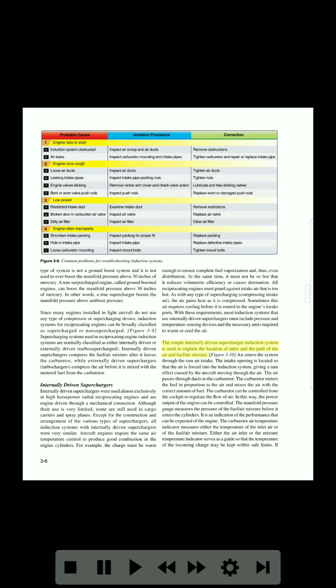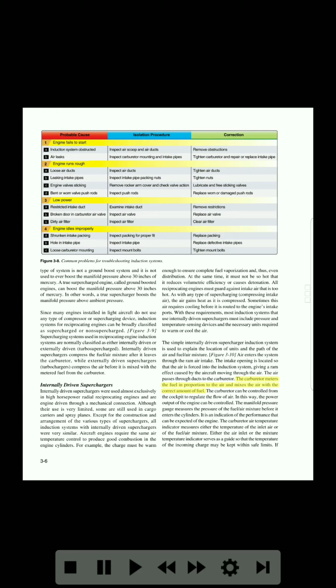The simple internally driven supercharger induction system is used to explain the location of units and the path of the air and fuel/air mixture. Figure 3-10. Air enters the system through the ram air intake. The intake opening is located so that the air is forced into the induction system, giving a ram effect caused by the aircraft moving through the air. The air passes through ducts to the carburetor.